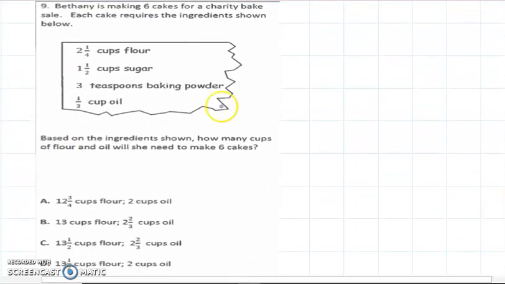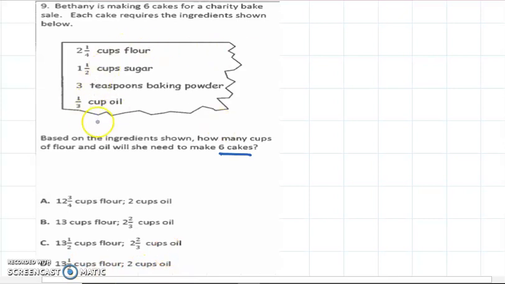Number 9. Bethany is making 6 cakes for a charity cake bake sale. Each cake requires the ingredients shown below: 2 1/4 cups sugar, 1/4 cup flour, 1 1/2 cups sugar, 3 teaspoons baking powder, 1/3 cup of oil. Based on the ingredients shown, how many cups of flour and oil will she need to make 6 cakes? A says 12 3/4 cups flour, 2 cups of oil. B, 13 cups of flour, 2 2/3 cups of oil. C is 13 1/2 cups of flour, 2 2/3 cups of oil. D, 13 1/2 cups of flour, and 2 cups of oil.